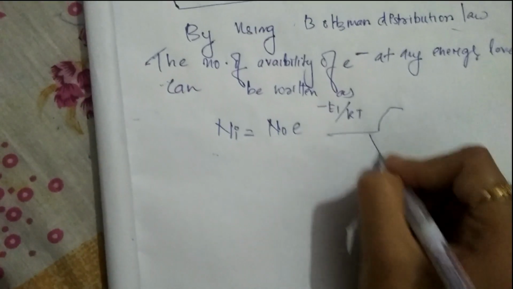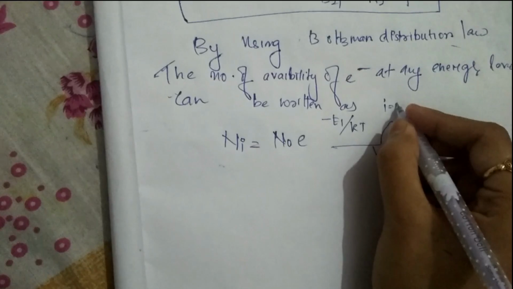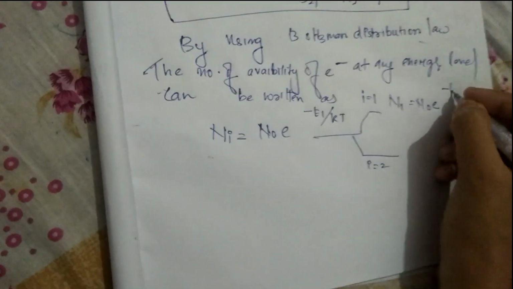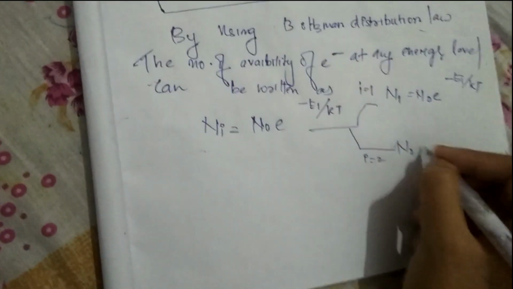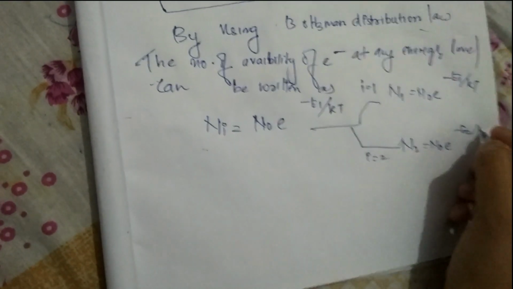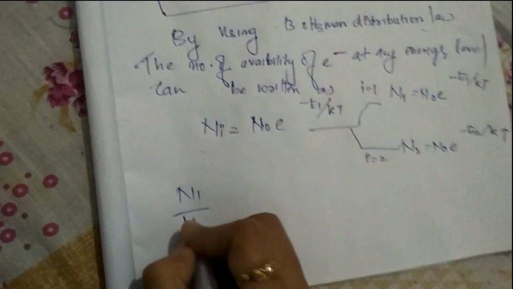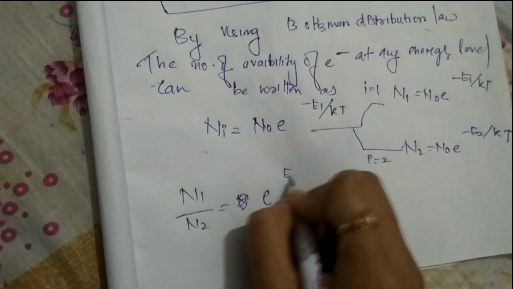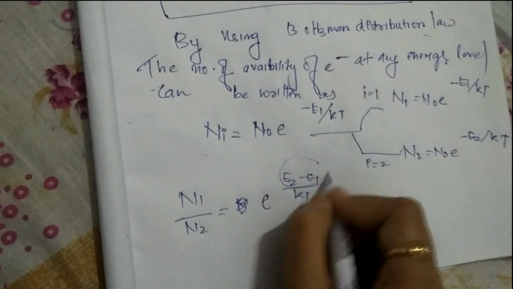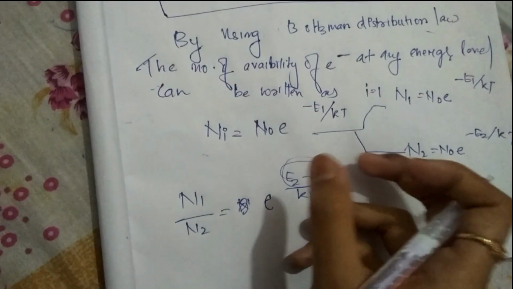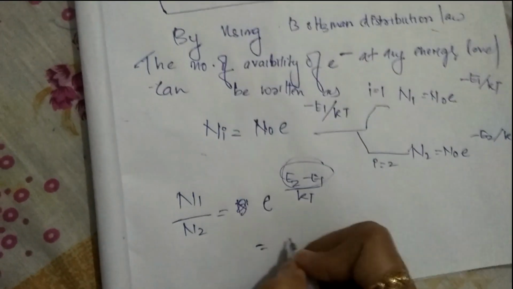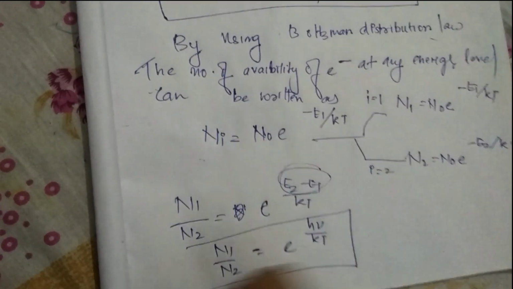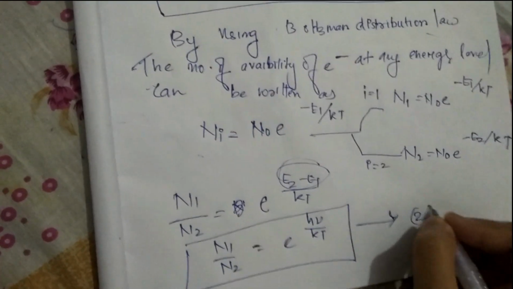If we want to calculate for the energy level 1 or energy level 2, we will get N1 equals N naught e to the power minus E1 by kT, and N2 equals N naught e to the power minus E2 by kT. From this we get N1 by N2 equals, N naught will cancel out, e to the power E2 minus E1 by kT. E2 minus E1, the energy difference between the two levels, is obviously h nu. So N1 by N2 equals e to the power h nu by kT. Call this equation 2.